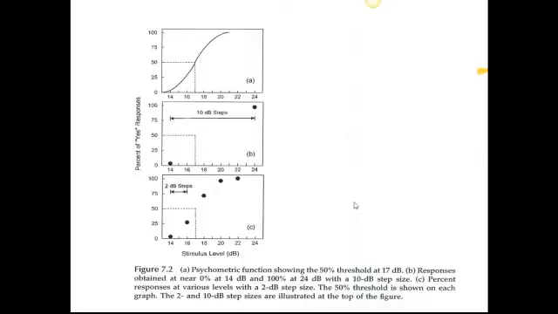And so here you are again. A, which is the top square up there, is the psychometric function. It's a different one, but same idea as what we just looked at, where the threshold is at 17 dB. B is the responses obtained, where 0% is at 14 dB and 100% is at 24 dB with a 10 dB step size. And then C shows percent responses at various levels with a 2 dB step size, and the 50% threshold is shown on each graph, so you can see it there.